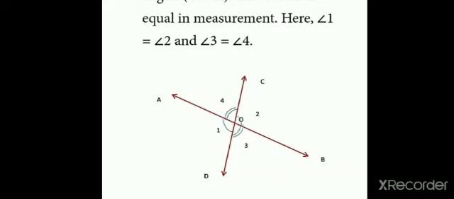When these two straight lines intersect at the common point O, four angles are formed. These four angles are opposite in direction. AOC is opposite to DOB and AOD is opposite to COB. So these opposite angles are called vertically opposite angles, which are always equal.